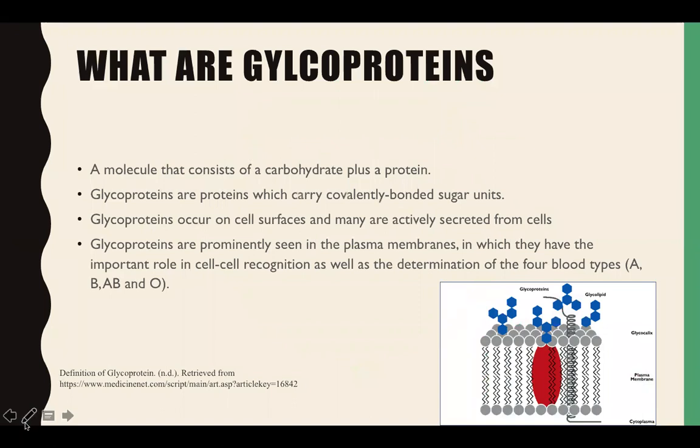So what are glycoproteins? Essentially, glycoproteins are a carbohydrate plus a protein. If you look at this image down below, these are the carbohydrates, and they are covalently bonded to a protein, which is what we call an integral protein. These are commonly seen in plasma membranes, and they have the role of cell-to-cell recognition and also determining the different blood types such as A, B, AB, and O.